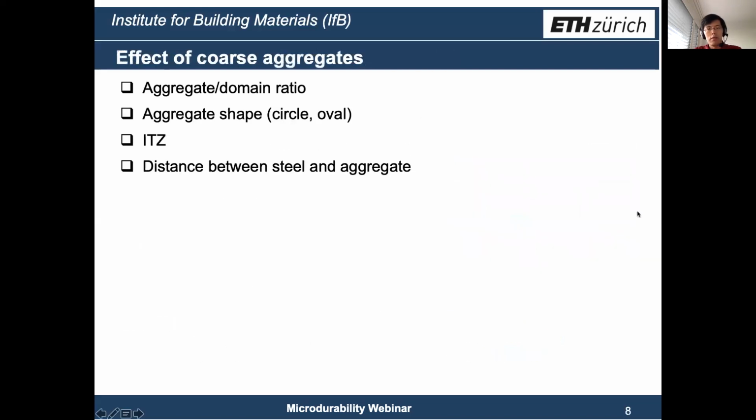So in this presentation, the investigated factors are listed here, including aggregate domain ratio, that means the aggregate fraction in concrete. And aggregate shape, we studied two aggregate shapes, circles and ovals. And the RTZ effect and the distance between steel and aggregate.